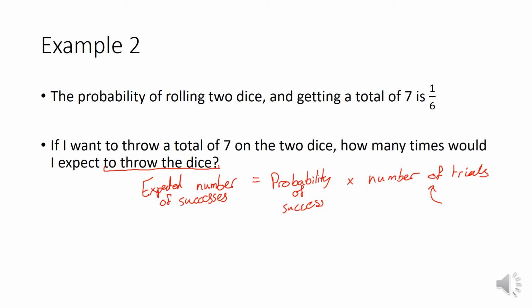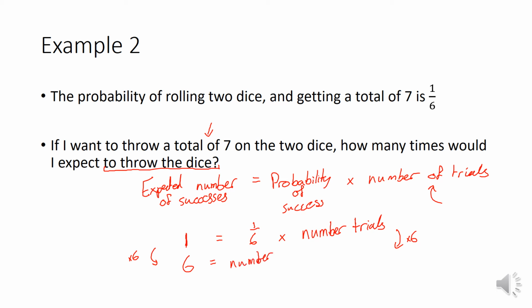So let's substitute in what we do know. So if we want to throw a total of 7, so that's just doing that one time, our expected number of success then is 1. So we're interested in how long it takes us to get 1 success. Our probability of success is a sixth, and it's our number of trials that we're interested in. So that is our unknown, the number of times we're going to have to throw the dice. I'll just put number of trials. So we've got 1 equals a sixth times the number of trials. So if we're just trying to get the number of trials on its own, we can times both sides by 6. So that gives us 6 equals number of trials.